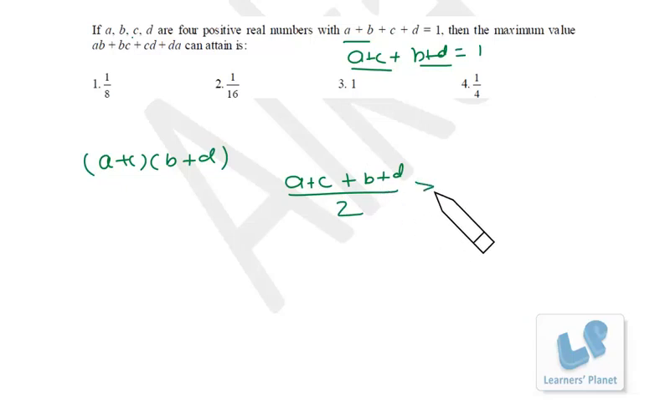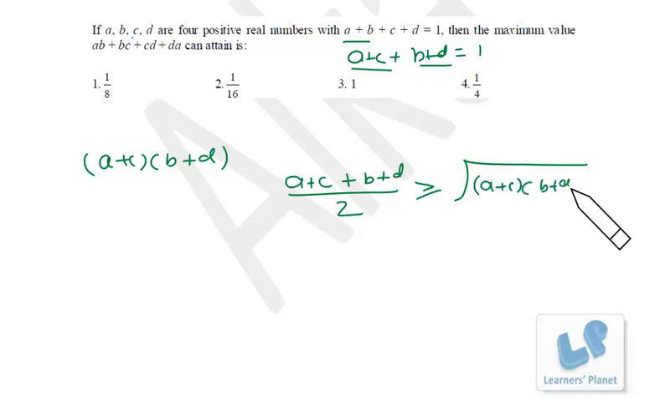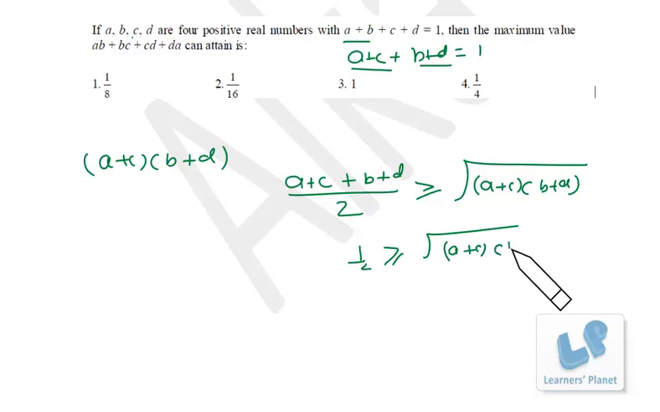That should be greater than equal to their geometric mean. Now what is their geometric mean? A plus C into B plus D, square root of this. Okay, now we know the value of A plus C plus B plus D, that is 1. So that's 1 by 2 is greater than equal to square root of A plus C into B plus D. Okay, now since we have to find out the value of A plus C into B plus D, we can remove the square root. So in that case it will be 1 by 4, right? So this expression will always be less than or equal to 1 by 4, right?